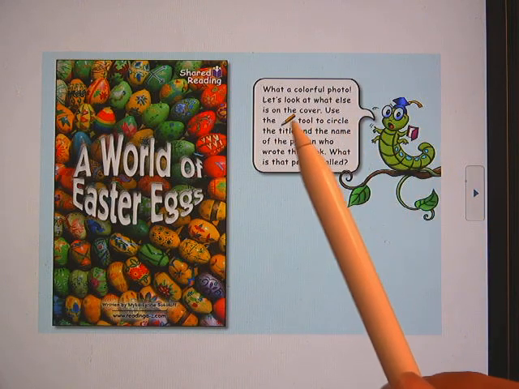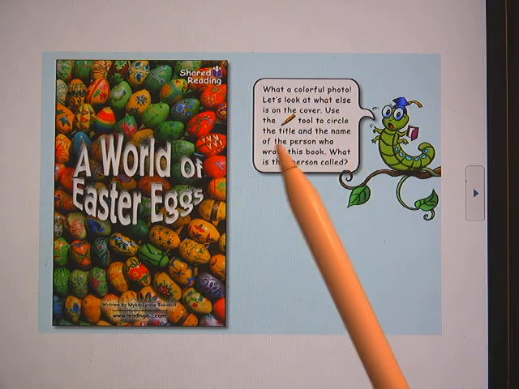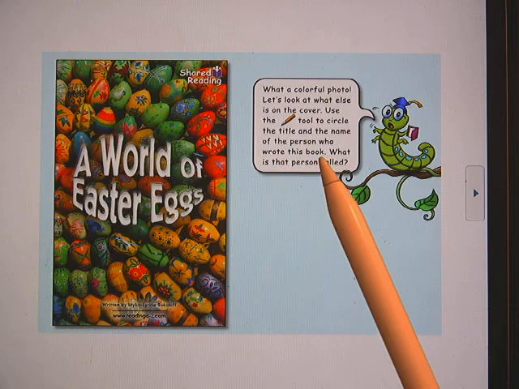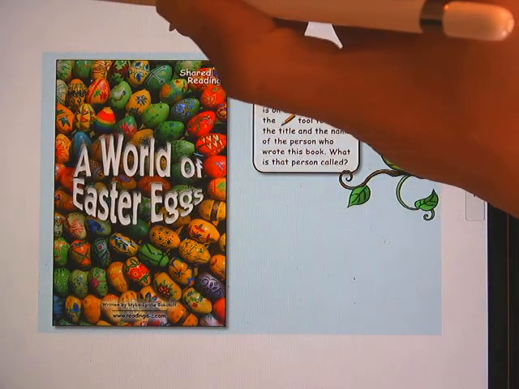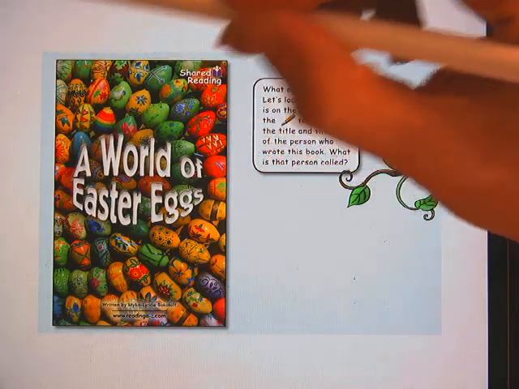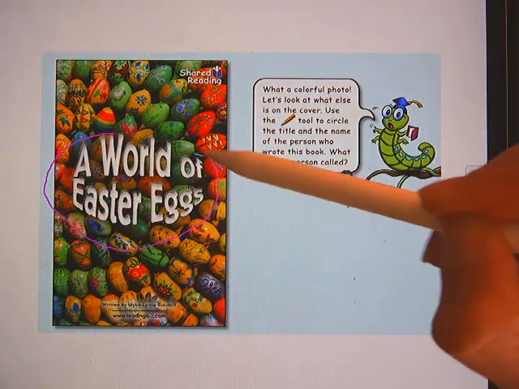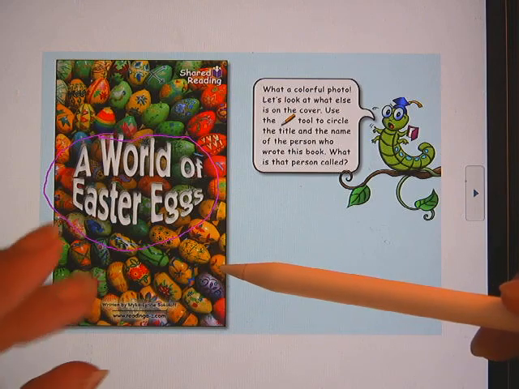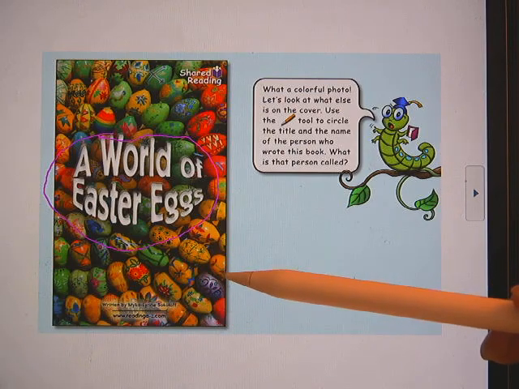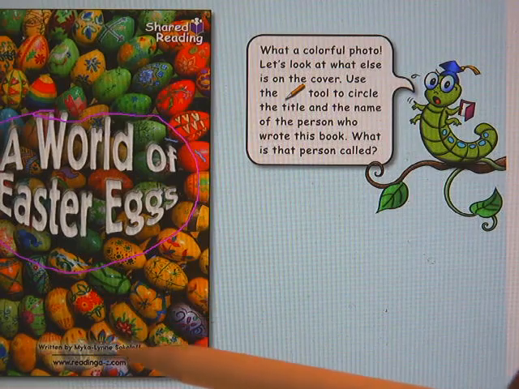Let's look at what else is on the cover. Use a pencil tool to circle the title and the name of the person who wrote the book. What is the person called? So they want us to circle the title, and we know this is the title. So I'm going to circle it with my pen. And then down here, it might be a little bit hard for some of you to see, but if we look a little bit closely here, I'm zooming in, it says written by, okay?